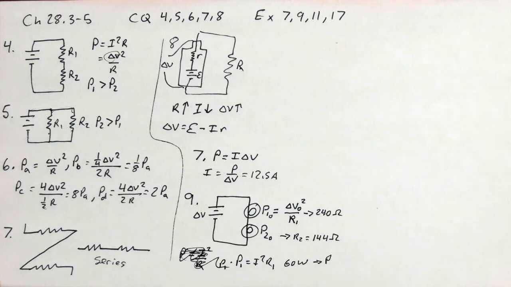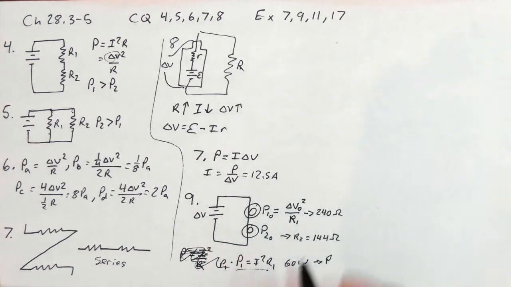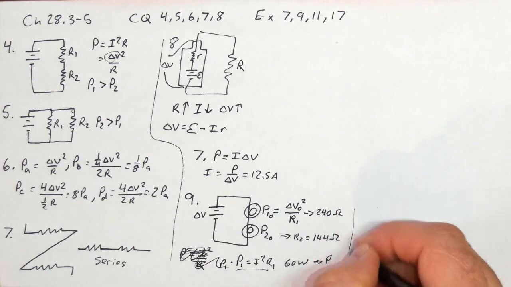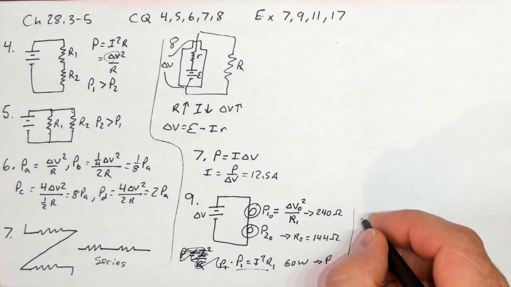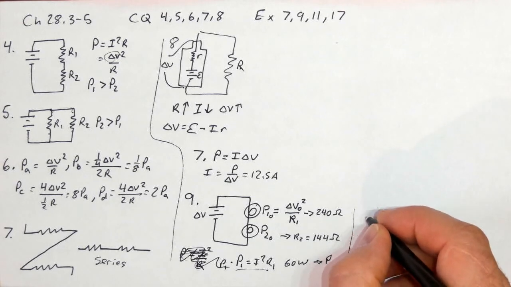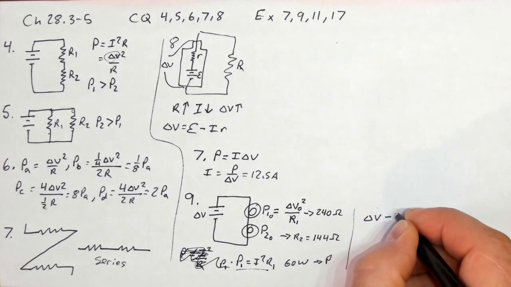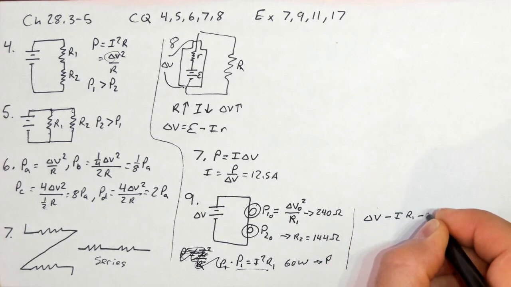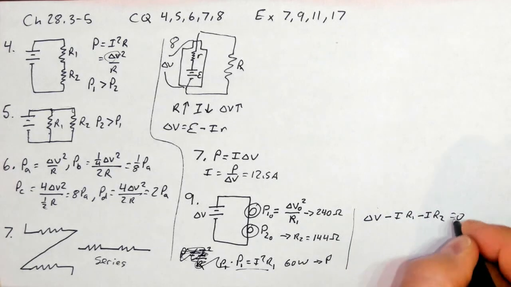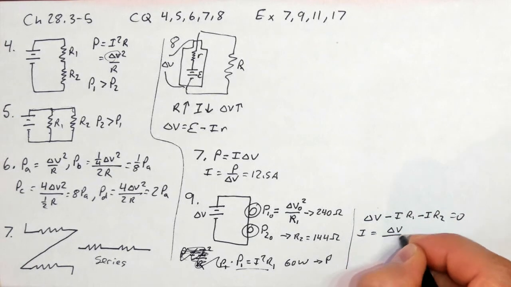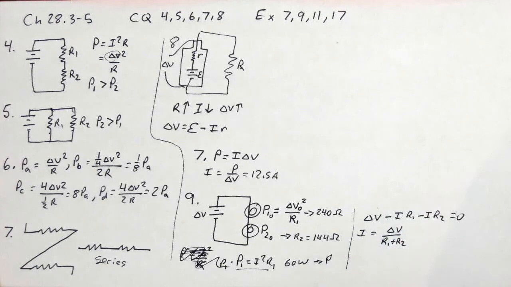Okay, now we want to calculate exactly how much power is dissipated. To do that, we need to find out how big that current is. So we need to figure out how much current is flowing, pushed by this battery, and we can use the loop rule going around this loop. I'm going to gain a delta V, I'm going to lose an I R1, minus I R2 equals 0. And so I is equal to delta V over R1 plus R2.